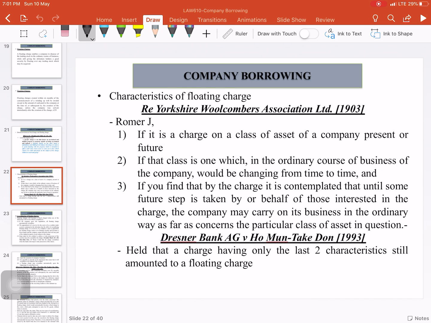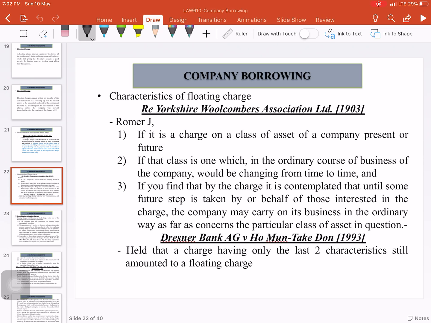Justice Romer says that if it is a charge on a class of assets of a company, present or future, and if that class is one which in the ordinary course of business of the company will be changing from time to time. Remember just now we saw the raw material, the stocks. Even if it's book debt from my earlier example, the debts can change. People can come to the company and pay their debt. So the total amount of debts can reduce or even become larger.